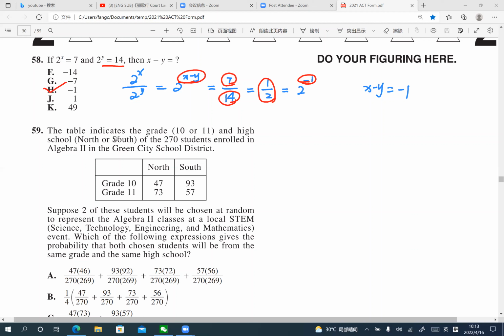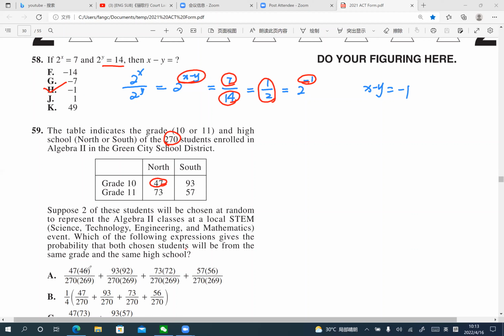Question 59, the table indicates the grade, 10 or 11, and the high school, north or south, of the 270 students enrolled in Algebra 2 in the Green City School District. Suppose 2 of those students will be chosen at random to represent the Algebra 2 classes at a local STEM event. Which of the following expressions gives the probability that both chosen students will be from the same grade and the same high school?